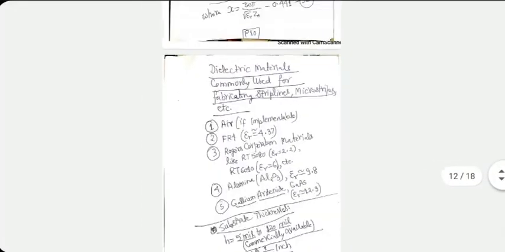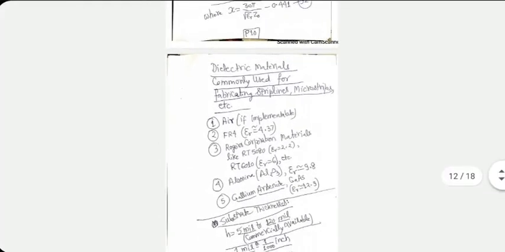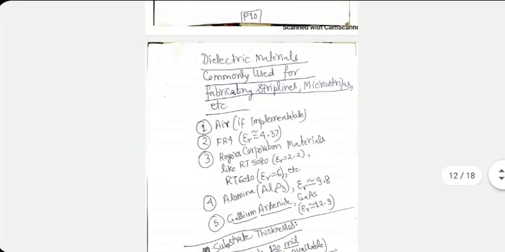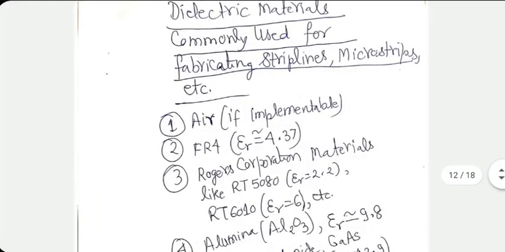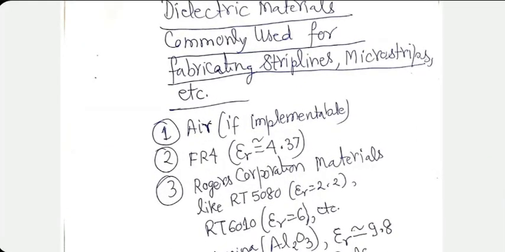Now, dielectric materials that we use, there's a large variety. I have given you 5 different names. Air, of course, is a possibility always, although it is mechanically difficult. How will you hang a strip in air? So that challenge remains. But if you can do it, then air is a good dielectric material. Another material which is very commonly used is FR4. We have it in the lab. It is actually fire retardant material. You don't have to worry about what is inside, but the important thing is that its epsilon R is around 4.37. Loss tangent is also there, but we would ignore it for now.